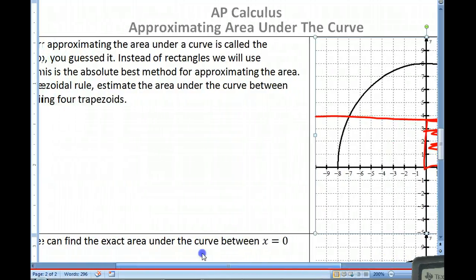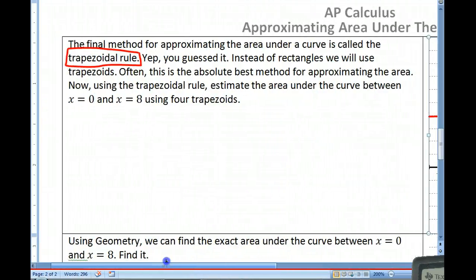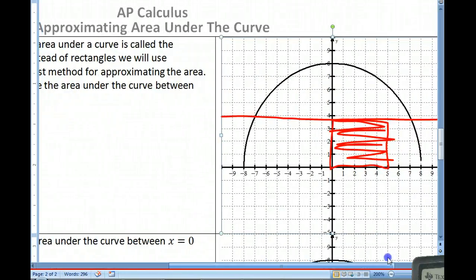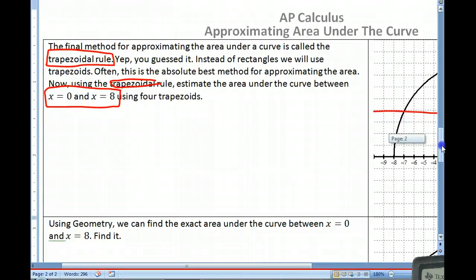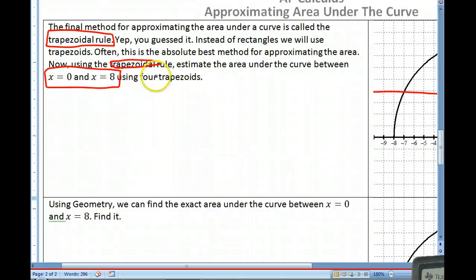Okay, so for the trapezoidal rule, I'm going from 0 to 8. Because this picture isn't the best, I'm just going to draw it right here, because I think that works just as well. We're using 4 trapezoids. So this is going to be interesting. We just make the base bigger.